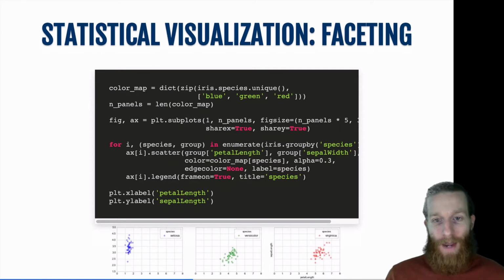So again, we've done it, and it's fairly clear, but if I was asking, what did we use to facet on? Let's see, we did end panels, length of color map, so species.unique. So we faceted on the species. You can see that, but it's actually not how we built the plot. We had to go ahead and build it.